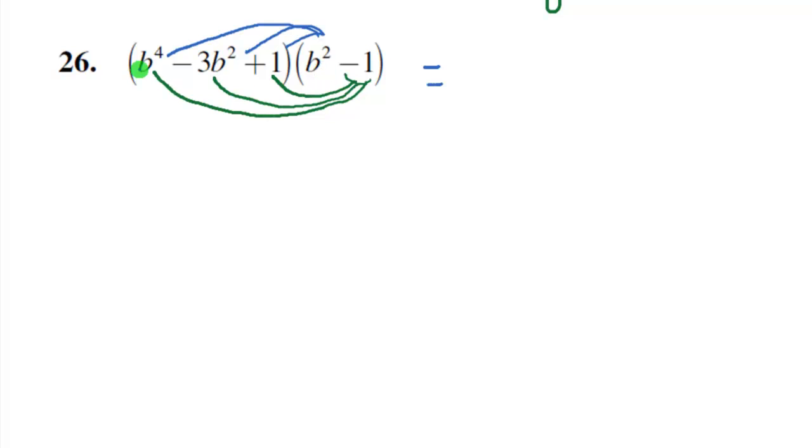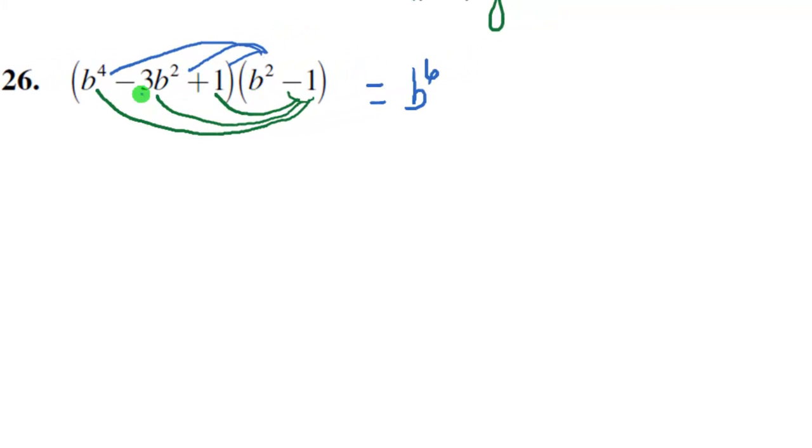Okay, so let's do that. So b squared times b to the fourth is b to the 6. Remember, you're adding those exponents. And then b squared times a negative 3b squared is a negative 3b to the fourth. And b squared times 1 is plus b squared.